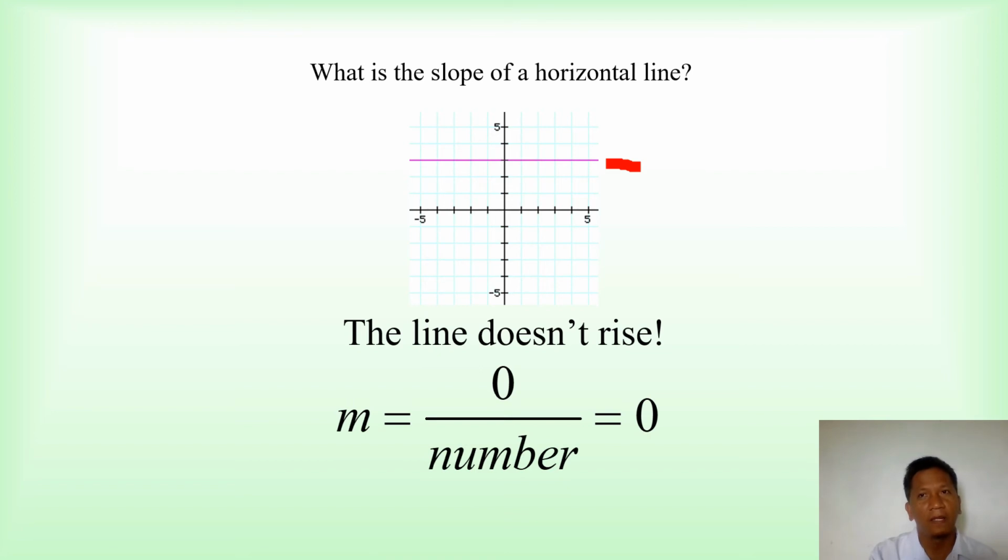Did you get it? And our equation for the horizontal line is y is equal to c, where c is the constant. C is the constant. Naintindihan niyo siya? Okay. Next.